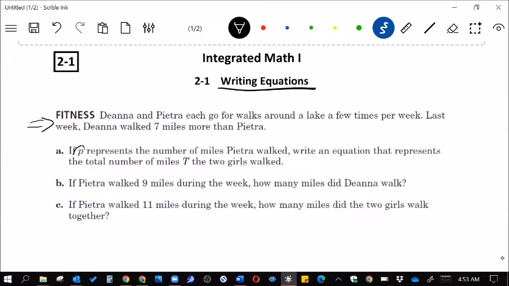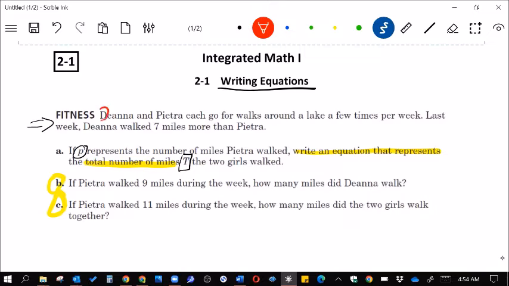We're going to be using the variable p, representing the miles that Pietra walked, and the capital T for the total number of miles for both of them. So we need to write an equation that represents the total number of miles, and then answer these two questions. If Pietra walked 9 miles, how many did Deanna? If she walked 11, how many did both walk? All right, so let's come back and take a look at this situation.